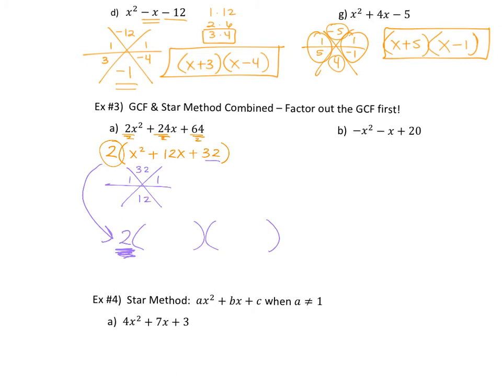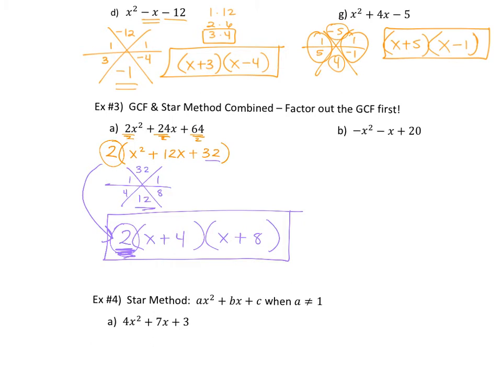So if you think through that, 32, I could do 1 and 32. That's not going to get me 12. I could do 2 and 16. 2 and 16 is not going to get me 12. 3 does not work. 4, I could do 4 and 8, and 4 and 8 does get me 12. So this would be x plus 4 and x plus 8. And that way you don't forget the 2 out in front. You don't have to write it down first, but I find it often gets forgotten.